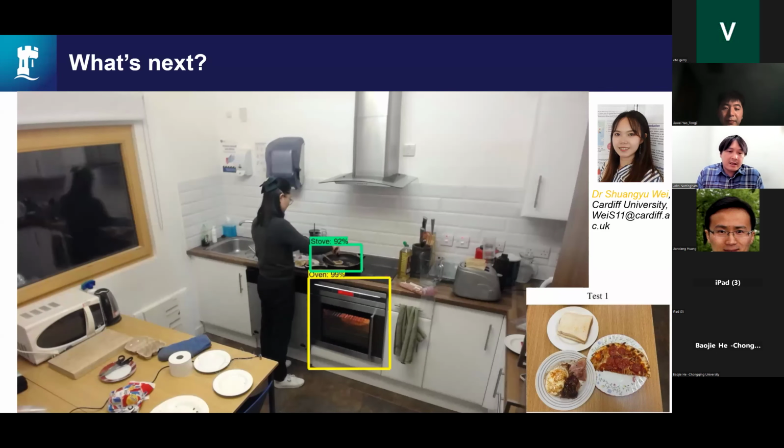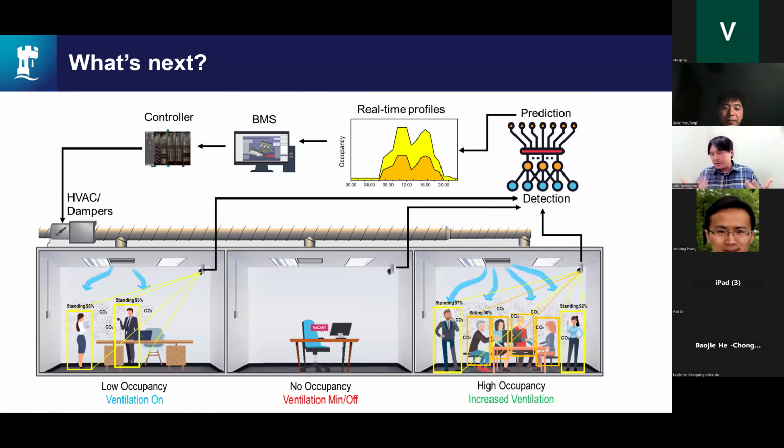So it can also work in multiple zones or multiple rooms, and it can control the ventilation in different areas depending on the number of people in that space. You can have higher ventilation when there are more people, less when there are not many people in that space, and switch it off when there is no person in that space.